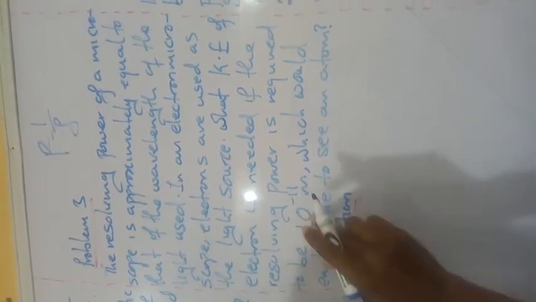In an electron microscope, electrons are used as the light source. They are trying to tell us that since electrons are used as the light source, it's going to be serving as the one storing the energy. If the resolving power is required to be 10 raised to the power, so we are saying our lambda there, as you can see, is 10 raised to the power minus 11 meters.